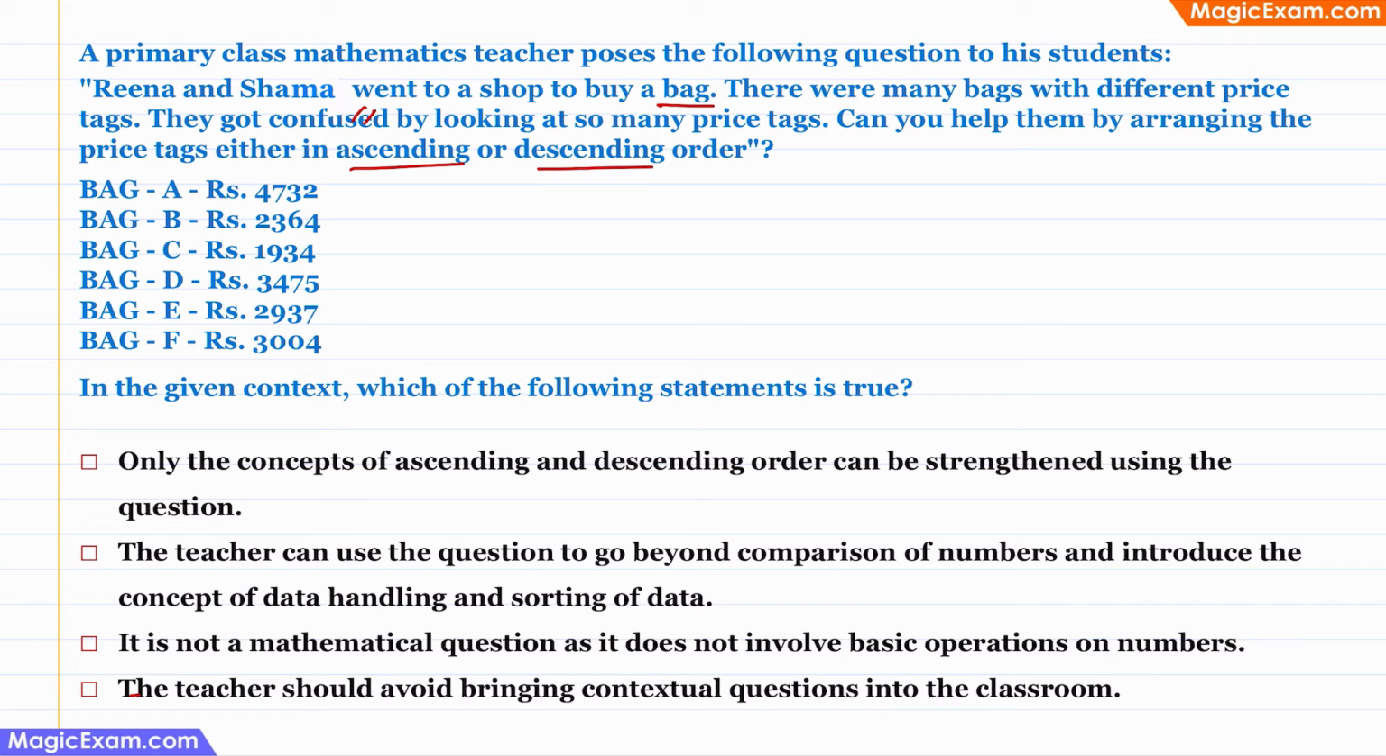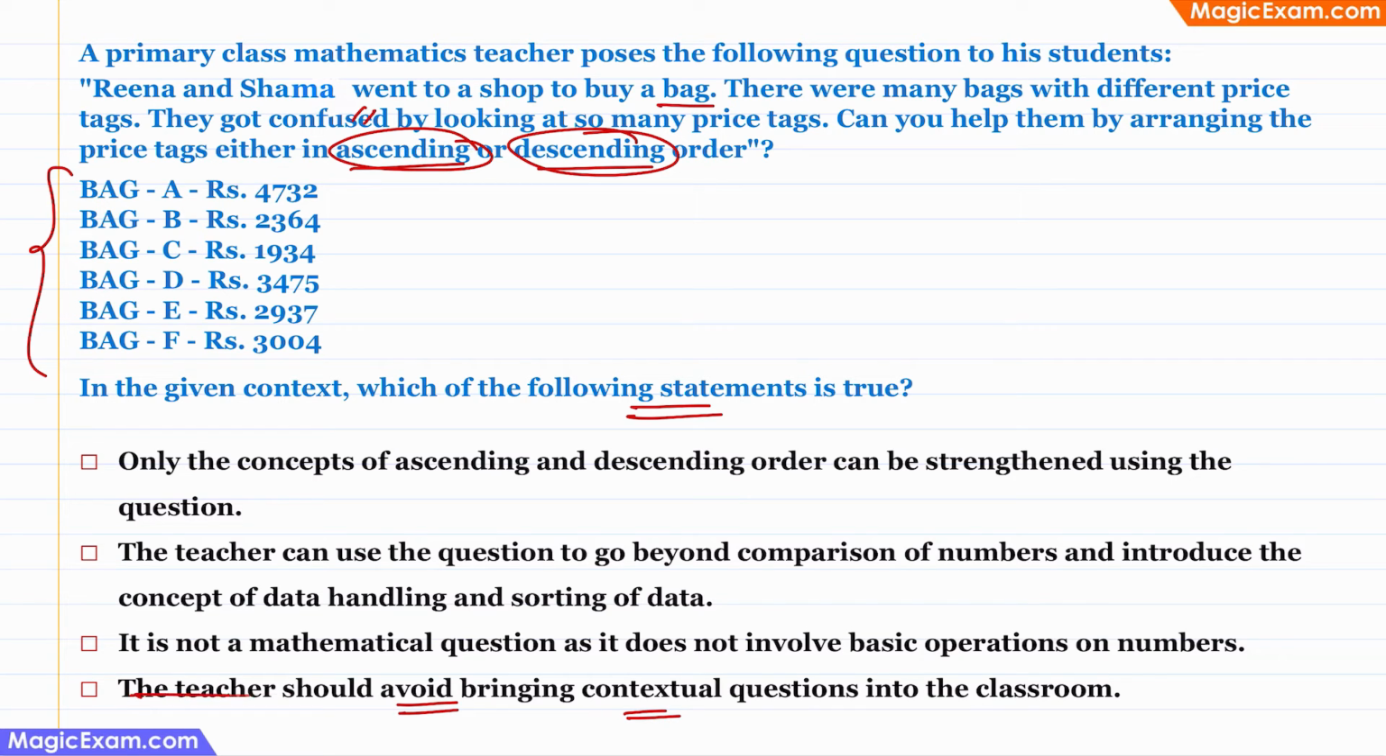So the teacher has given some data and the students have an option of either arranging them in ascending or descending order, right? So we have to see which of the following statements is correct. Let's start with the last one. The last one says the teacher should avoid bringing contextual questions into the classroom.